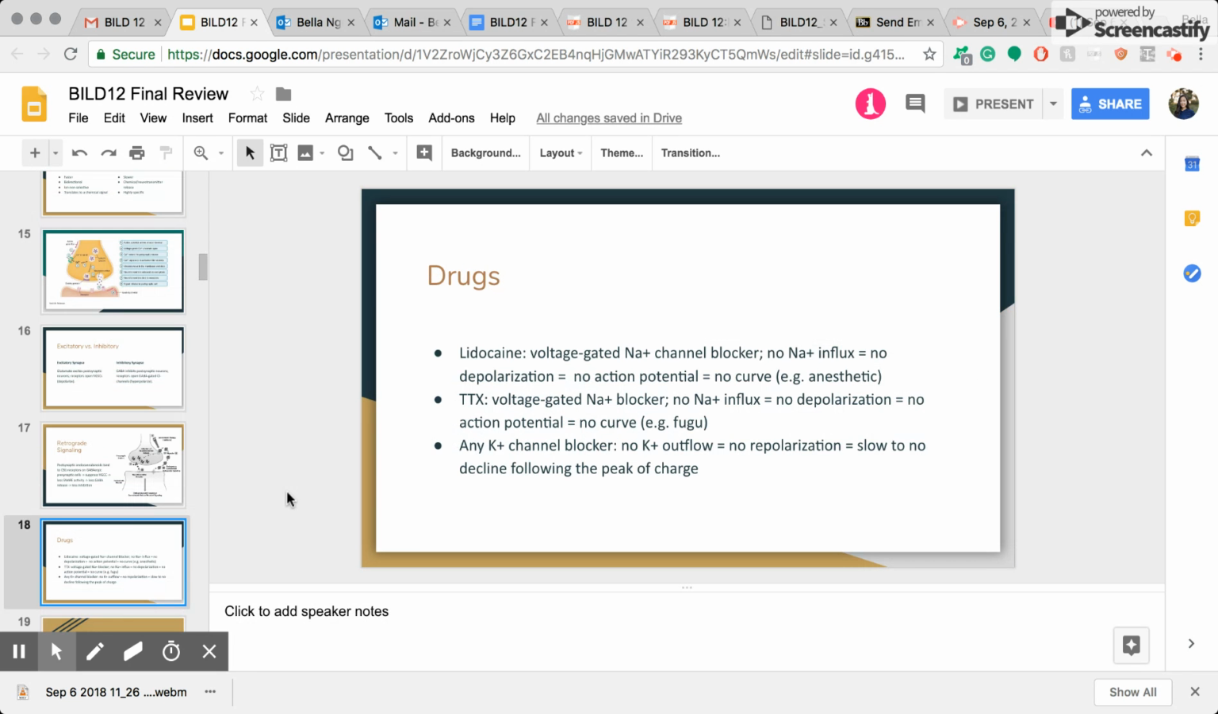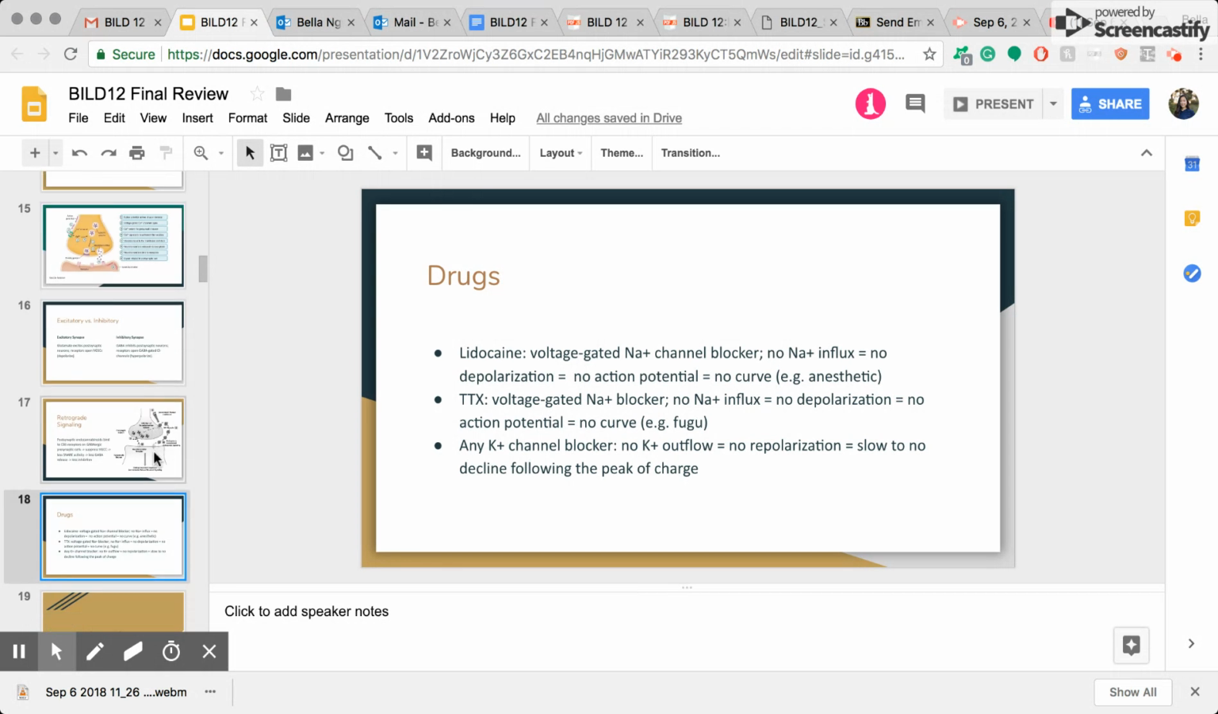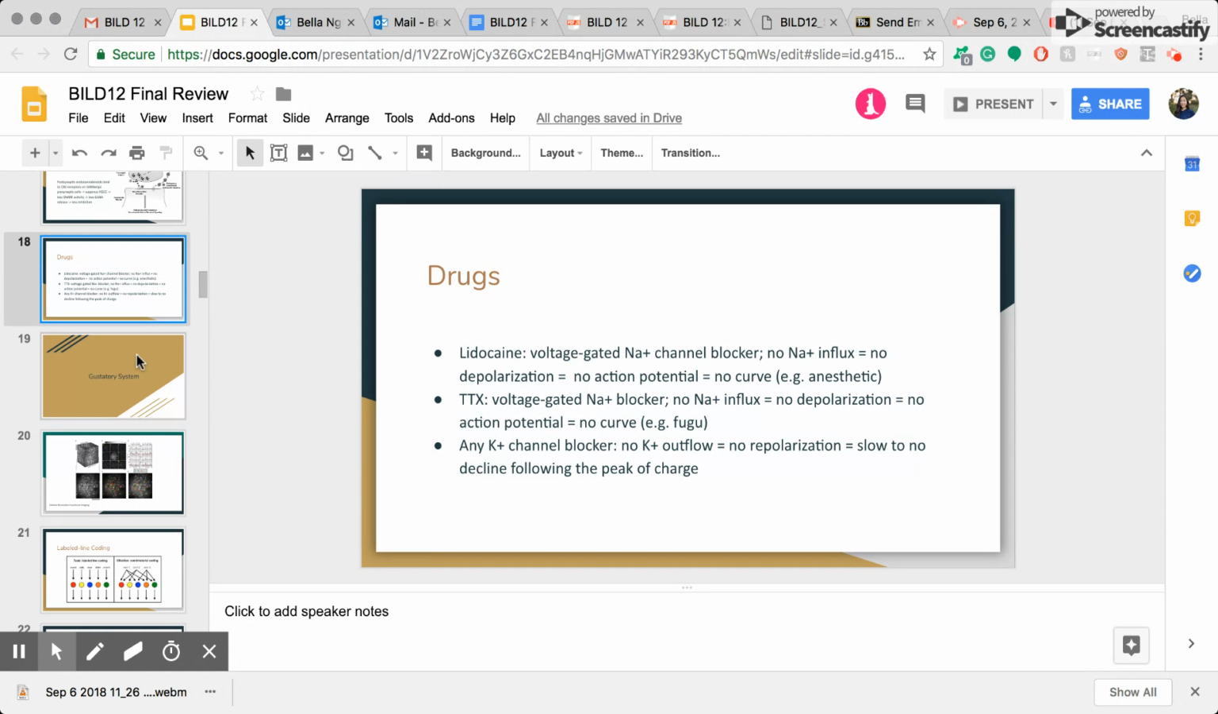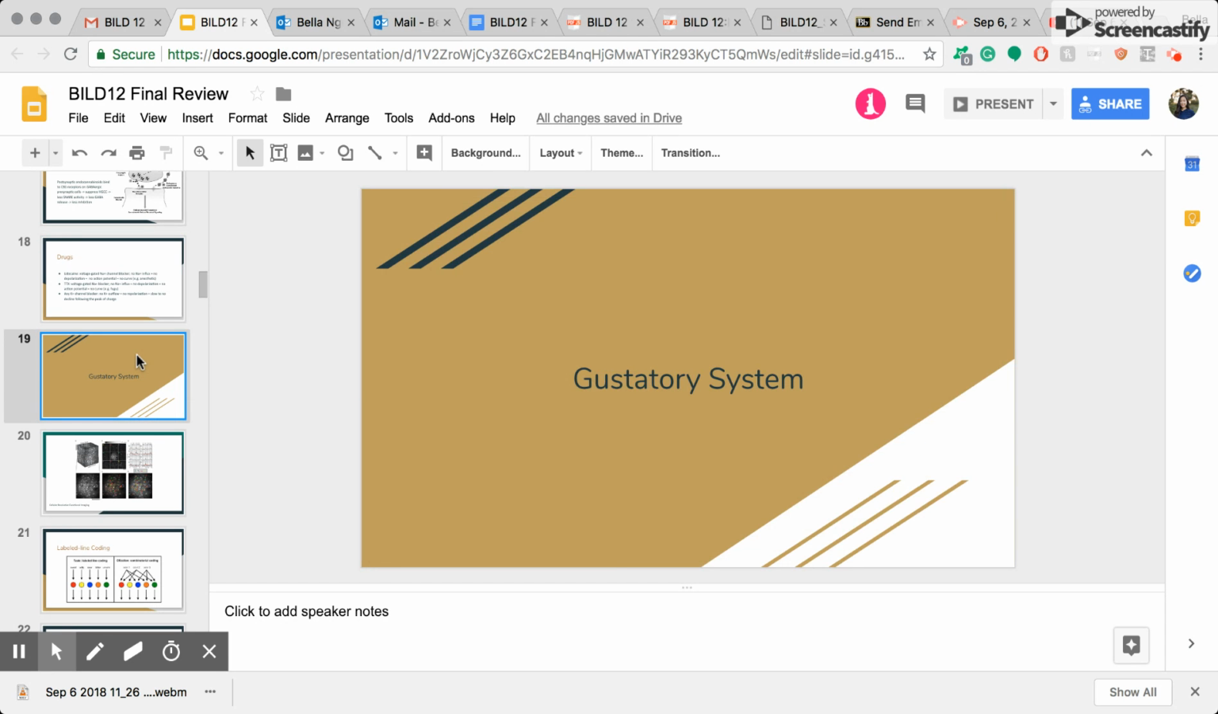Okay, and drugs, we already went through this. Feel free to review the slide as needed. It's helpful to know what the graphs look like, which we went over already. So moving on to the gustatory system.